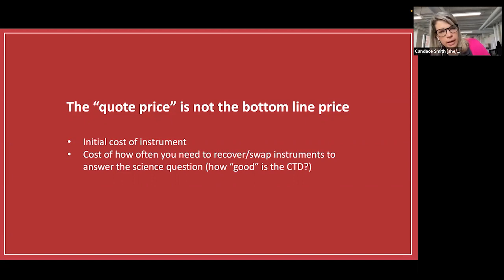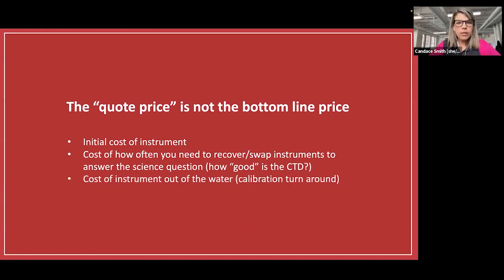So again, this is going back to how good is the CTD? If you need something that has 0.5 degrees Celsius accuracy and it's drifting by that amount every month, you have to go out every month to change it around. So having high quality specifications in terms of accuracy and everything probably means you can leave your instruments in the water a little bit longer. The cost of getting the instruments out of the water, again, the calibration turnaround time. So if you can leave your instruments in the water for a year or two, that's probably going to save you a lot of money for going out and doing recovery.